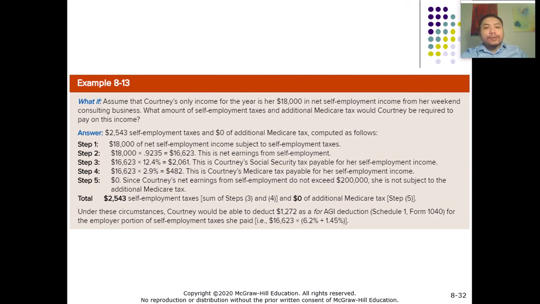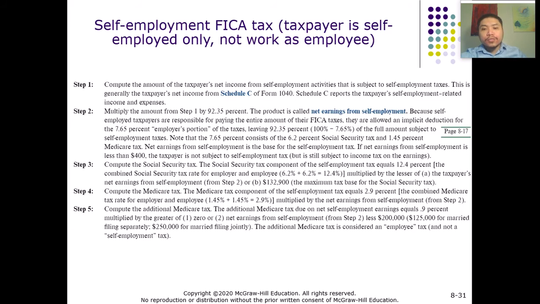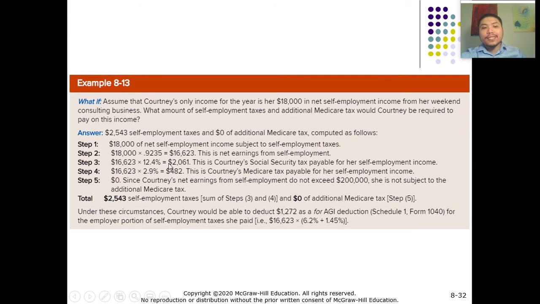Since her income is too low, remember, the threshold is $200,000 for pretty much all taxpayers except for married filing jointly and married filing separately. Her income here is $80,000, way below $200,000, so she doesn't have to pay any additional Medicare tax. In the end, we just need to add all the amounts up.